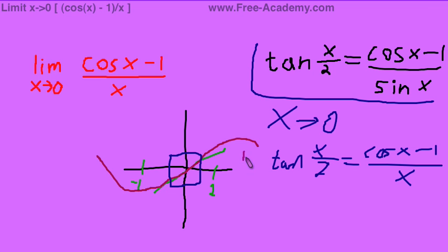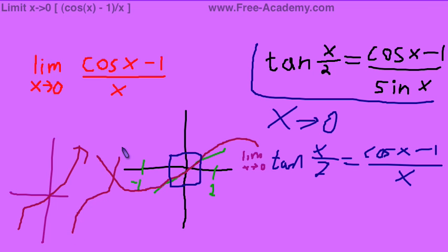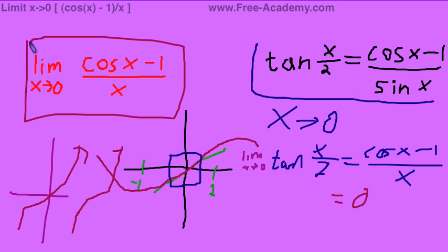So by knowing this, you can take the limit as x approaches 0 of tangent of x over 2. Now recall that your graph of tangent looks approximately like this, with repeating asymptotes at pi over 2. So the limit of tangent of x as x approaches 0 equals 0. And that is your proof for the limit as x approaches 0 of cosine of x minus 1 divided by x. Hope this was helpful for you guys.